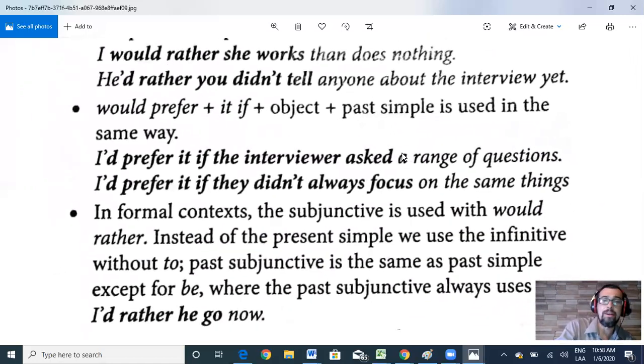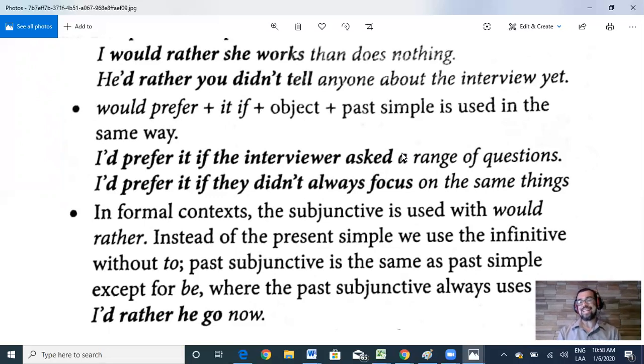Would prefer plus if plus object plus past simple. Okay, it is used in the same way. So don't worry, it is used in the same way as the one that we just saw. For example, you can say, I'll prefer it if the interviewer asks a range of questions. Or I'll prefer it if they didn't always focus on the same things.